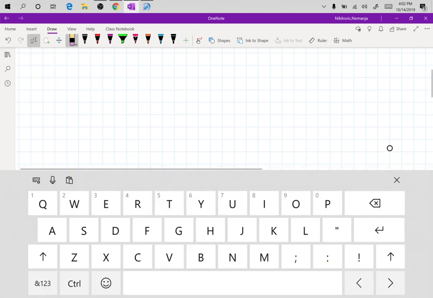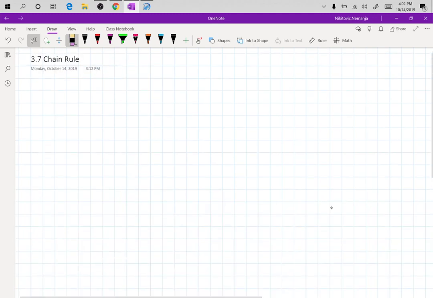Hello and welcome back to Calculus 1, section 3.7 on chain rule. The most important section of Calc 1 because about 90 to 95 to 99% of your derivatives will be chain rule. And the chain rule is the way to take the derivative of function composition.